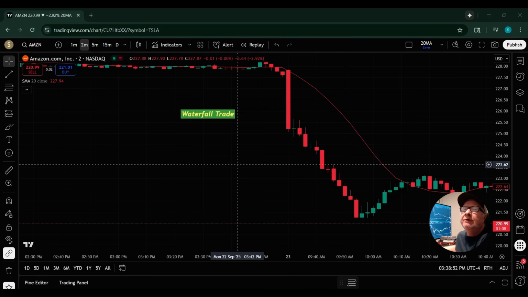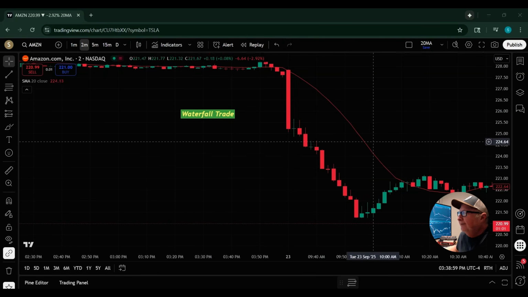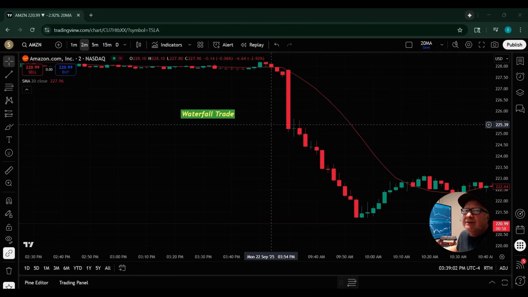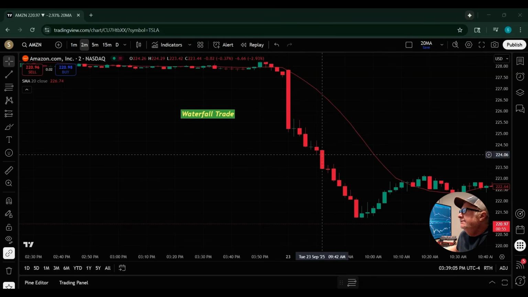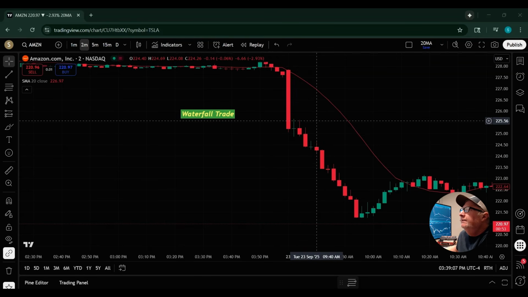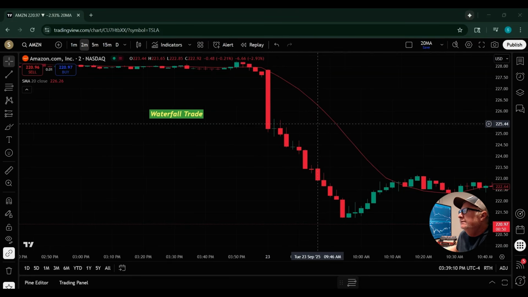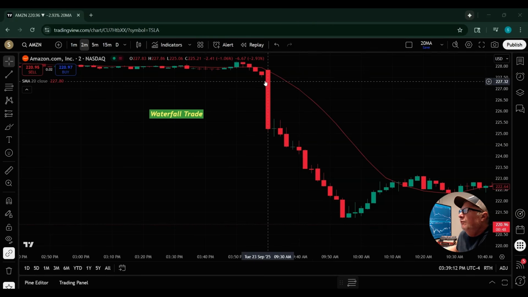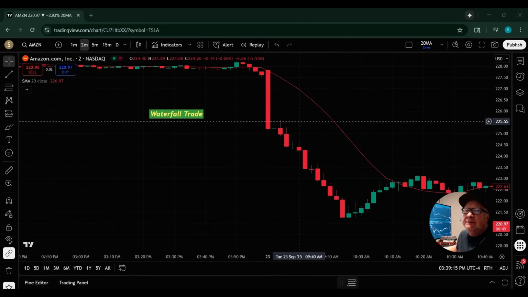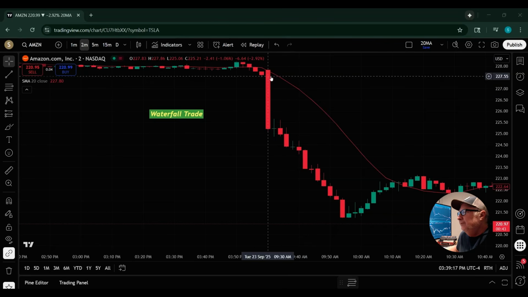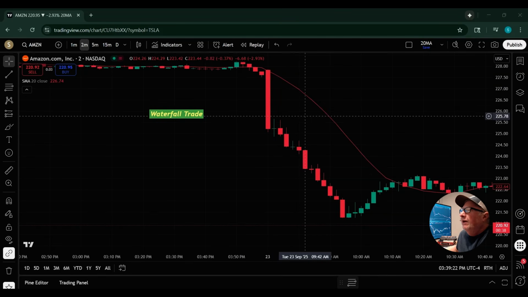Amazon had news regarding an FTC case against them this morning. I did not take this trade because I was otherwise engaged at 9:30 and didn't see this happening. But this is the trade setup that I would have taken if I was paying attention to Amazon this morning. I'm on a 2-minute chart. The waterfall starts. What I do is I switch once I see this happening.